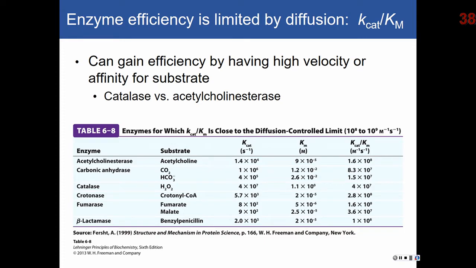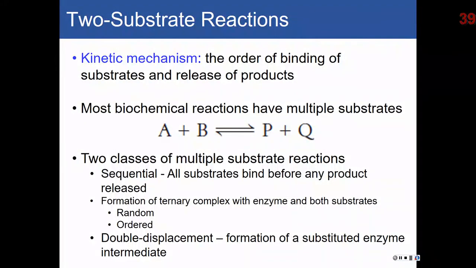So here again, we're looking at enzyme efficiency. We can gain efficiency by having high velocity or affinity for a substrate. And so here are enzymes where we approach the diffusion control limit, which is listed here. You've got a variety of different enzymes here. You don't really need to know this. You just need to know that if your kcat over Km approaches the diffusion limit, that's a catalytically perfect enzyme. That's the part you really need to know. So that's all single substrate.